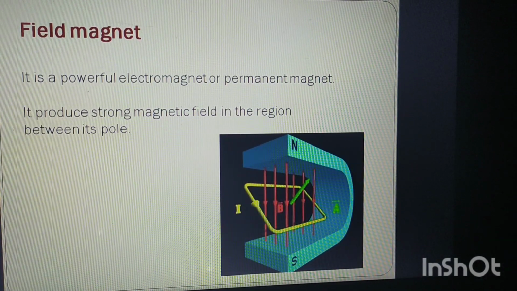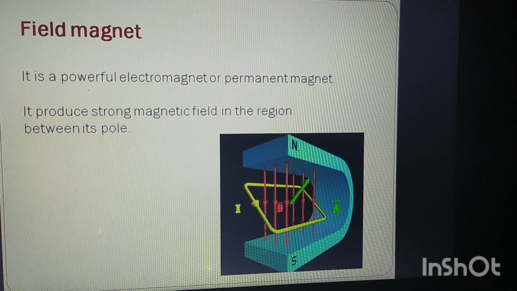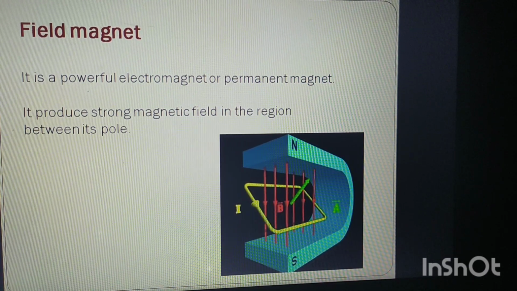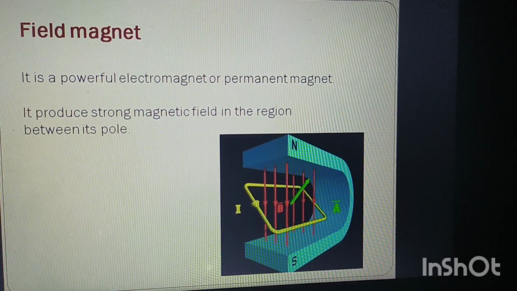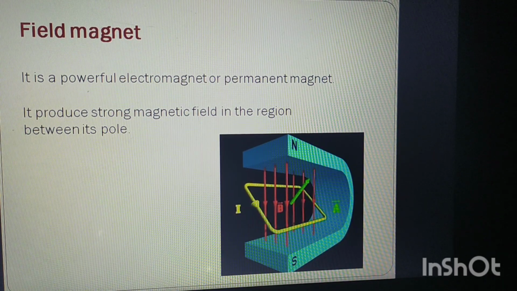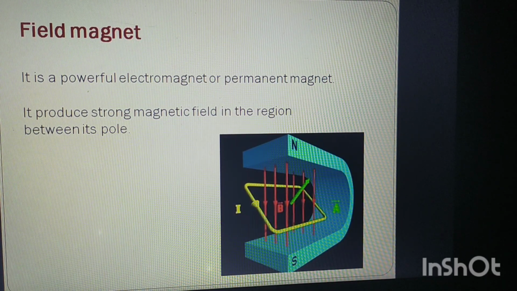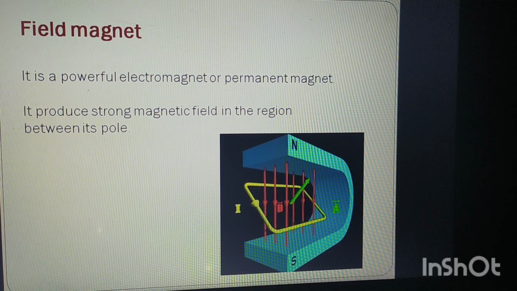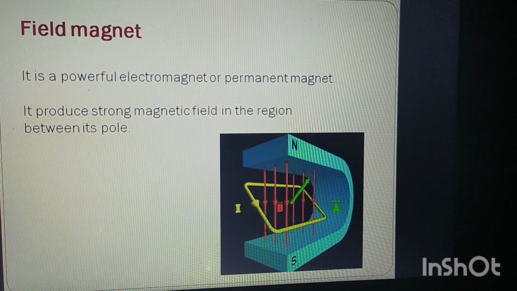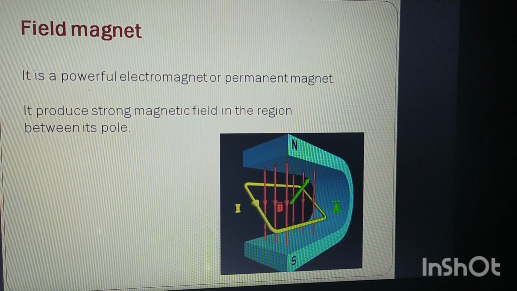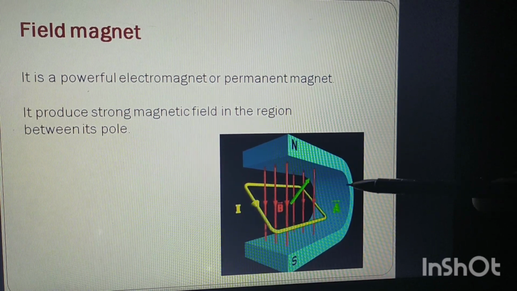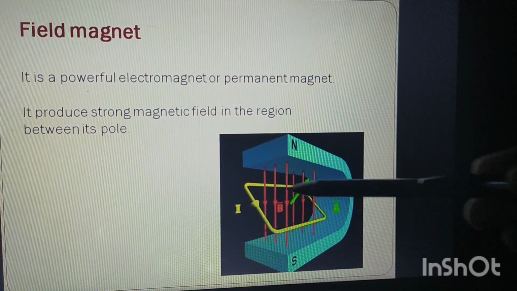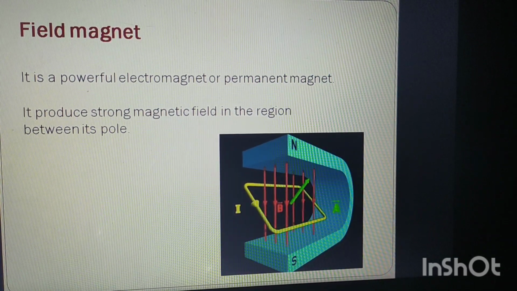That is the field magnet. What is a field magnet? It is a powerful electromagnet, or it can be a permanent magnet. The magnetic field due to this magnet is very strong. Now, what does this field magnet do? It is used here to produce a very strong magnetic field in the region between its poles. We already know the poles of a magnet are the north pole and the south pole, and as you can see from the image, a magnetic field is produced from the north pole to the south pole, and this is the coil which is rotated by this AC generator.